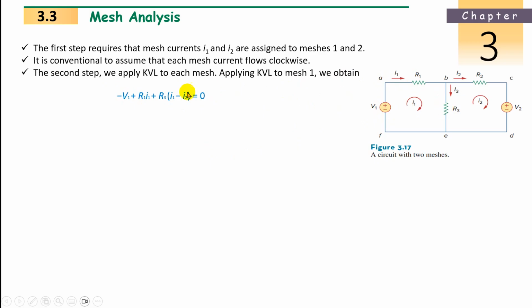Then R3. In this R3, what is the current? I1, but it is not sufficient because I2 is also moving in R3. The R3 current depends on both currents, first loop and second loop. In R3, the current based upon the first loop is downward. Based upon the second loop, it is upward. So downward is positive and upward is negative, opposite. So I1 minus I2. So R3 times I1 minus I2, which is equal to 0.